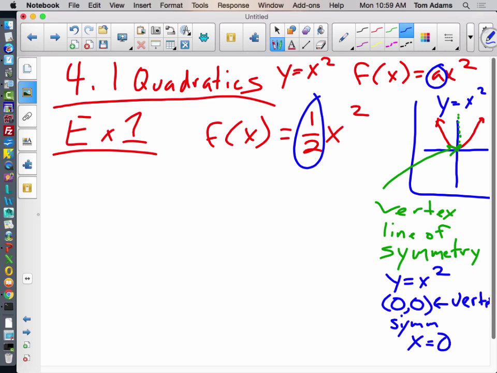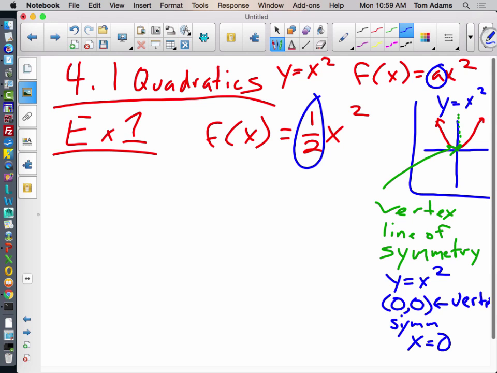Now the coefficient of x squared will either stretch it vertically or shrink it vertically, but when you do that, it makes it look like you're stretching it horizontally or shrinking it horizontally. In fact, some textbooks refer to it as shrinking and stretching horizontally, and they have rules that apply. Other textbooks will say that you're shrinking and stretching it vertically. It just changes the shape of the graph.